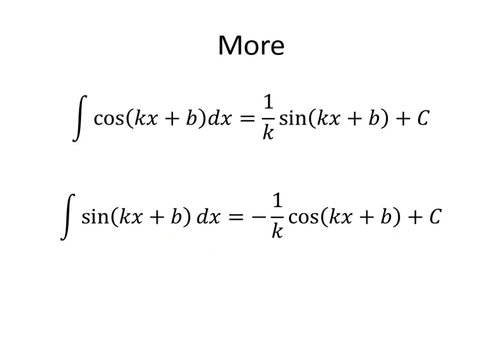Here are some more. This is if we have stuff being added and subtracted inside the cosine. It's basically a reverse chain rule in effect. If you have kx plus b, what you would multiply on the outside is 1 over whatever the derivative of the inside is. The derivative of the inside here would be k. Then you add your c. Those are just a couple of others that we'll be using.